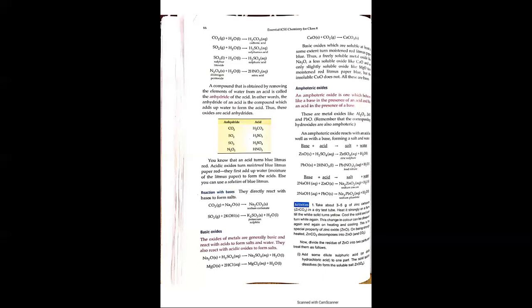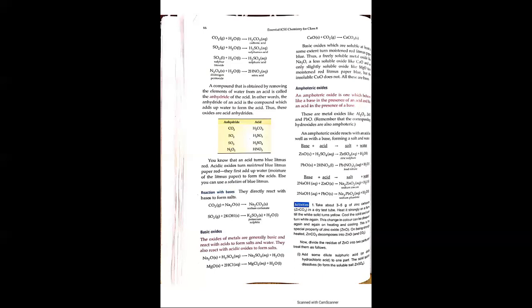Take about 3 to 5 grams of zinc carbonate, ZnCO3, in a test tube and heat it. When you heat it, the white solid turns yellow to form zinc oxide. You cool it, then you will observe that ZnO is formed. On being strongly heated, ZnCO3 decomposes to ZnO and CO2. Now divide the residue of ZnO in two parts.